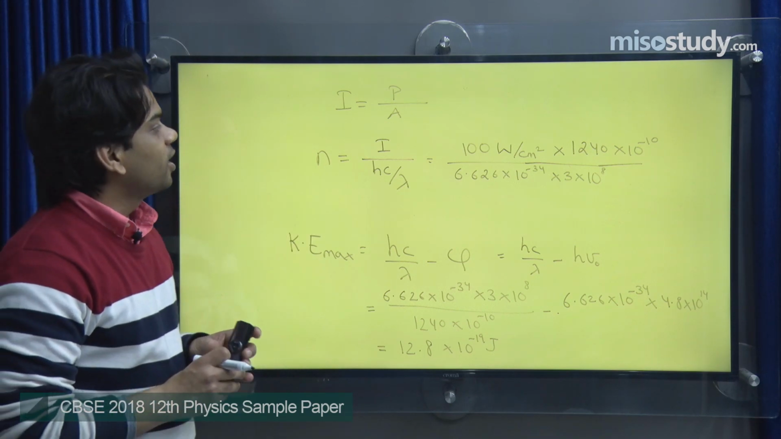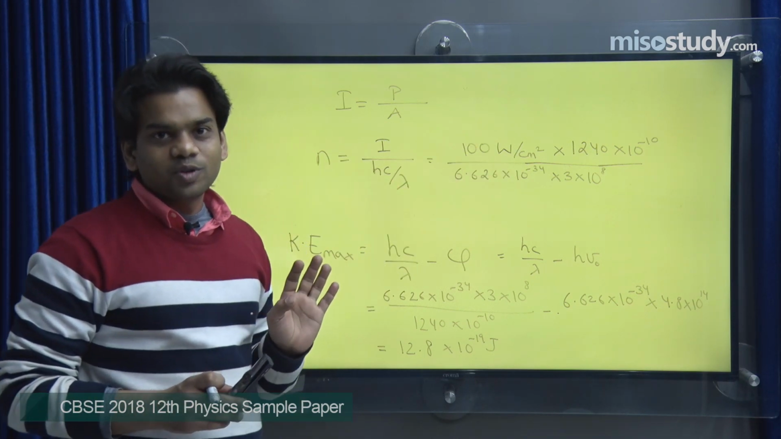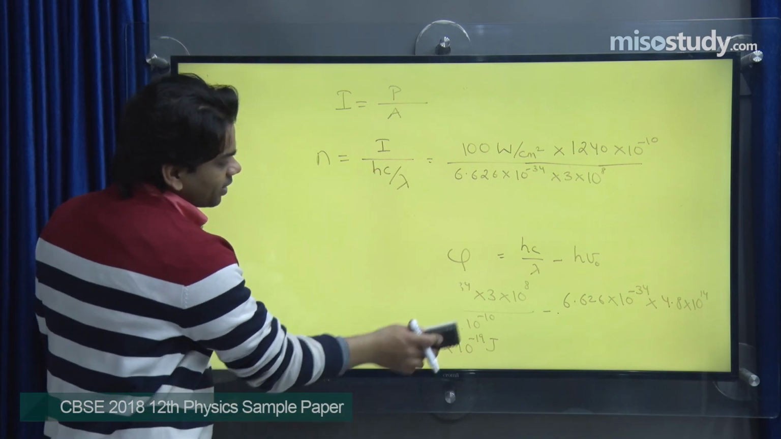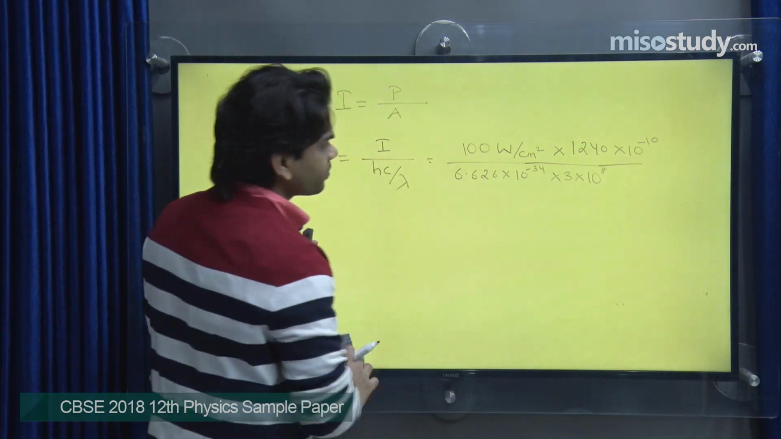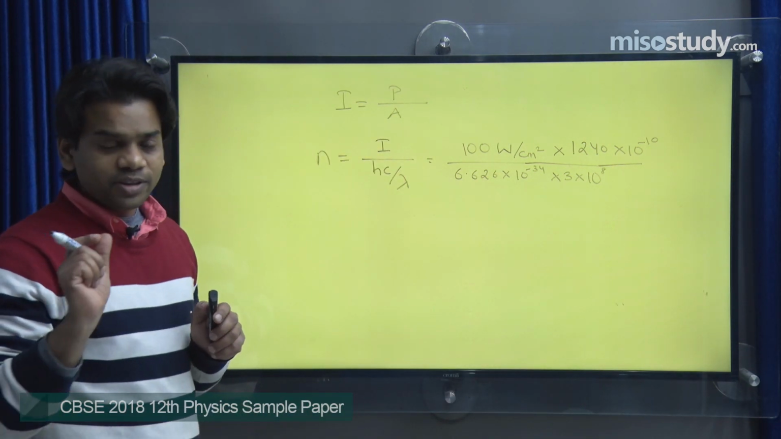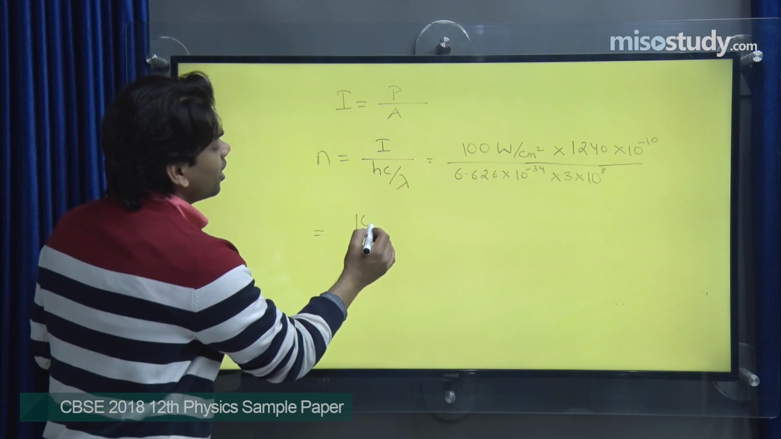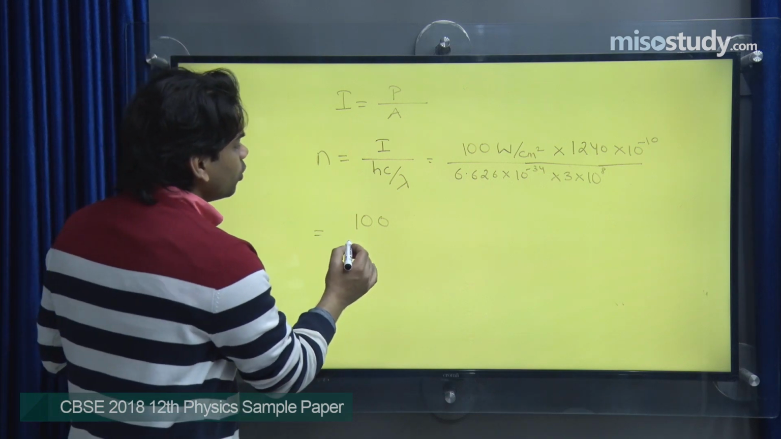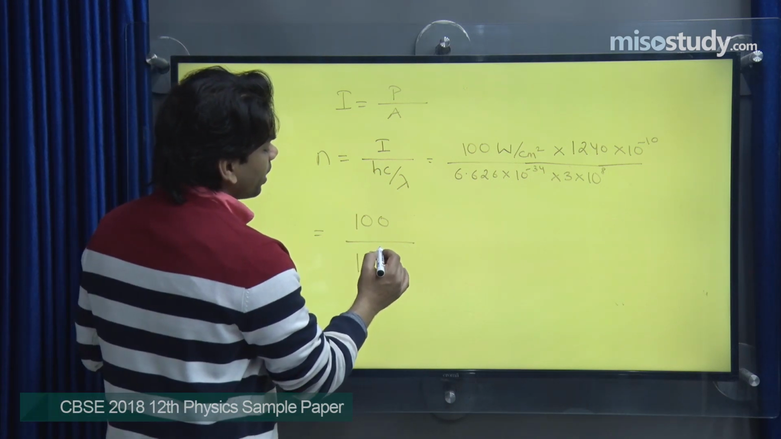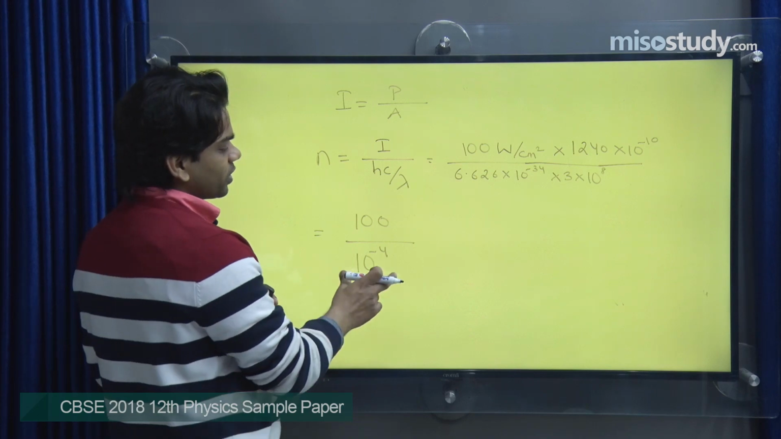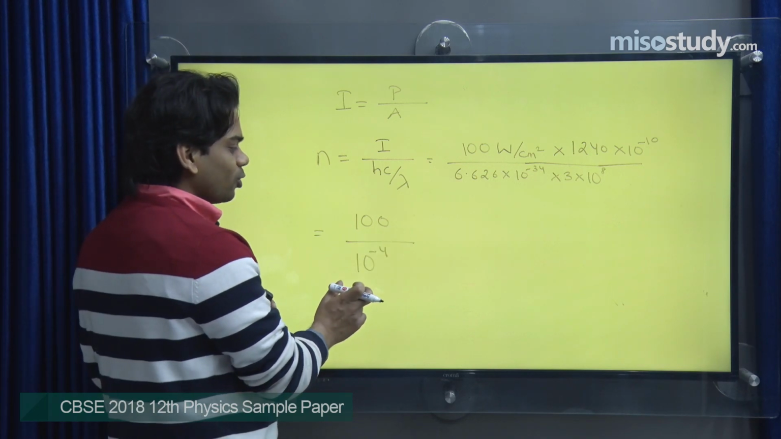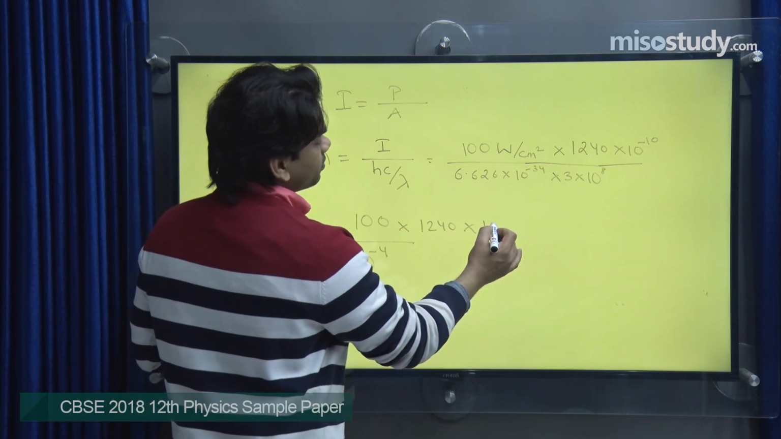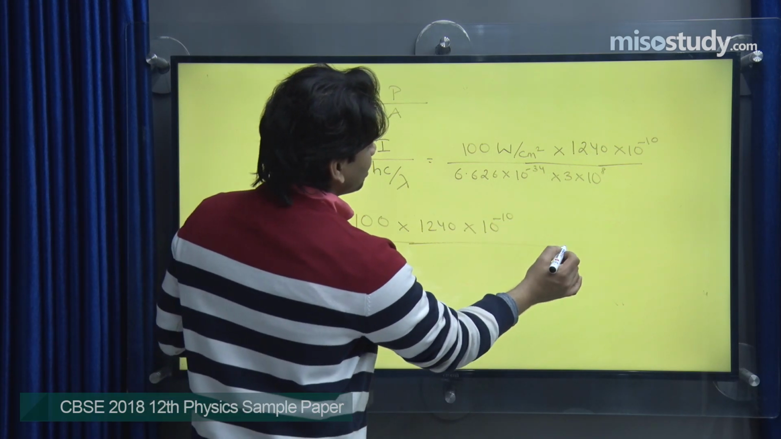Now see one more thing. Here we are given in centimeter square. So first of all, we have to convert it into meter square. So we will be having the required answer as, converted into meter square, you will be having the resultant as 100. Now see, per square centimeter. So convert into meter square, you will be having 10 to power minus 4 here, and then only you will be having a meter square, because centimeter square will be in the denominator. Convert into meter square, you will have this multiplied by 1240 into 10 to power minus 10.